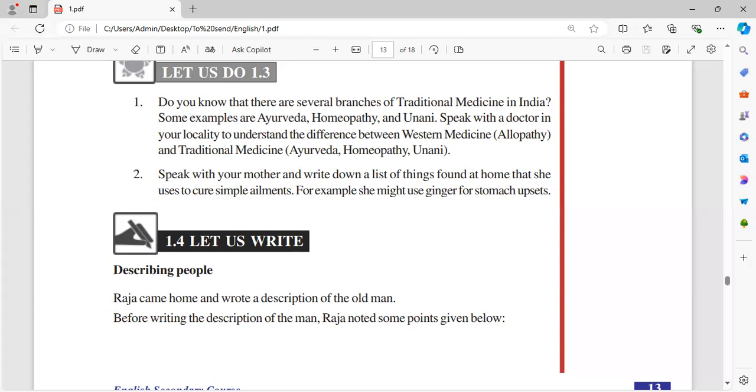There are several branches of traditional medicines in India. So what are some of the examples? You have Ayurveda, you have homeopathy, you have Unani. So the requirement from you is to speak with a doctor in your locality and understand the difference between Western medicine and traditional medicine. Western medicine is allopathy; traditional medicine includes Ayurveda, homeopathy, Unani. If possible, approach a doctor and find out the differences.